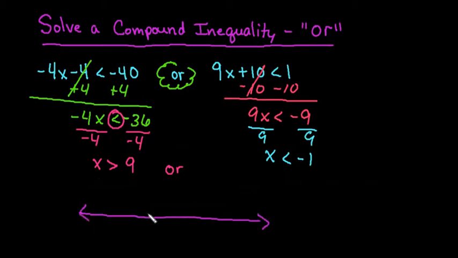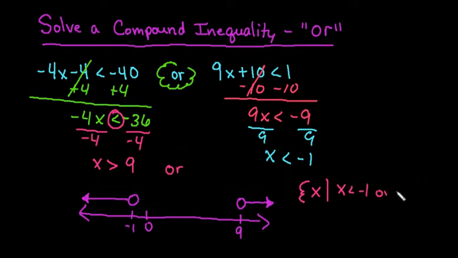So if we set this up on a number line, we can say that all values that are less than negative 1, we use an open circle at negative 1 because it does not include it. Or all values greater than 9, again, we use an open circle because it does not include it. If it had the equal sign underneath, that's when you go ahead and fill it in. If you need to write your answer in set notation, you would just write it as x such that x is less than negative 1 or x is greater than 9.